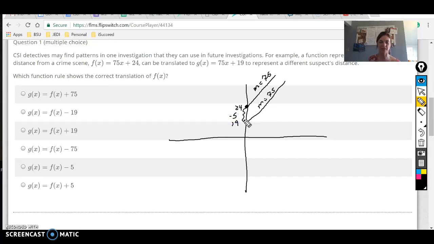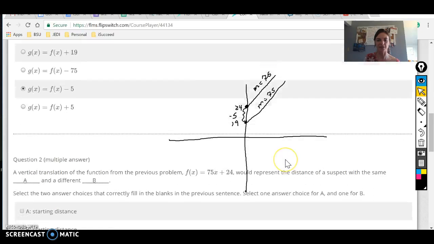from that initial value. So if we're looking at our possible choices of getting g of x from f of x, all we need to do is say f of x minus 5. The slopes are exactly the same, so we don't need to multiply by anything. We just need to subtract 5. Okay, that's the quick translation from one graph to another in this instance.